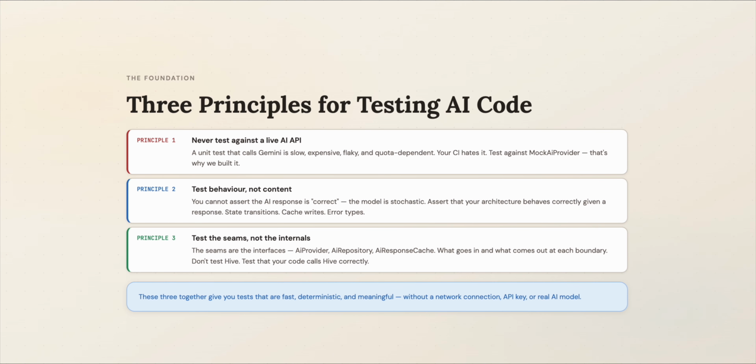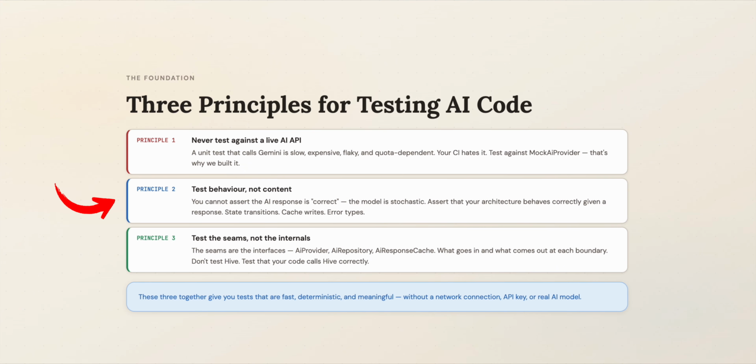So principle 1, never test against a live AI API. A unit test that calls Gemini is not a unit test. It's a slow, expensive, flaky integration test that depends on your internet connection, your API quota, and the non-determinism of a large language model. Your CI pipeline will hate it, your colleagues will hate it, you will hate it at 11 p.m. when the quota resets. So test against the mock AI provider. That's why we built it.